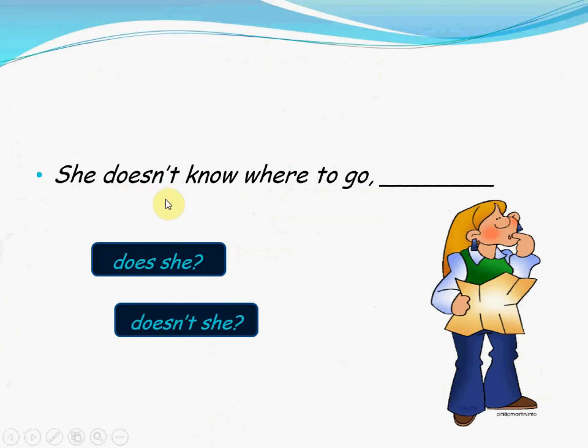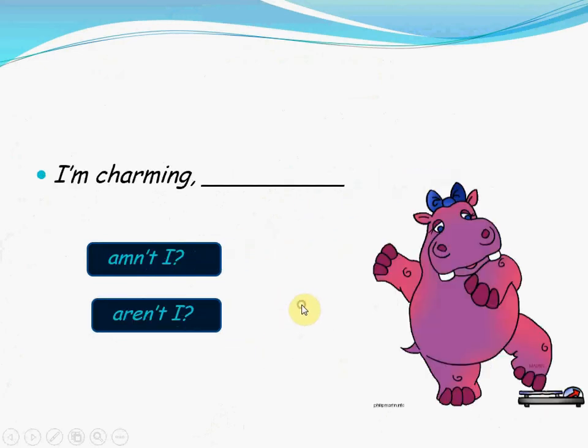She doesn't know where to go. Either does she or doesn't she. So which one? Does she. I'm charming. I am. Remember? I am. So the answer should be, aren't I.